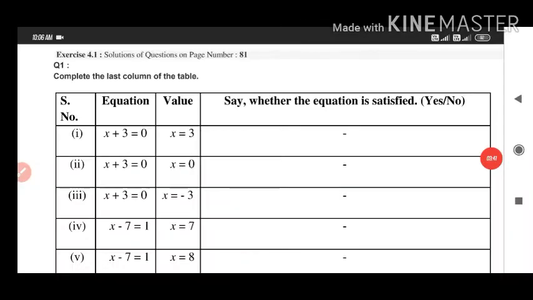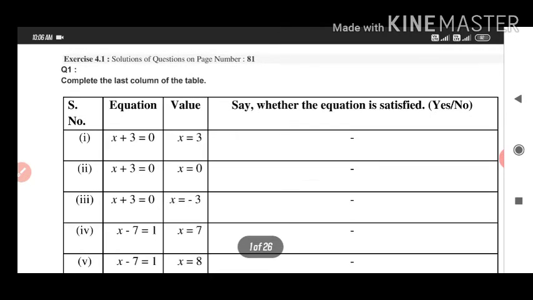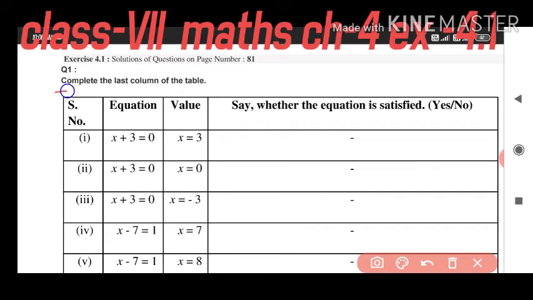So now come to our first exercise of this chapter. Exercise 4.1. Question number 1. What is given here? Complete the last column of the table. So this we have to complete. Question number 1, the equation is given, and this one is the value. The value of the variable is given here. What is the variable here? x is the variable. And what is the value of x here? 3.